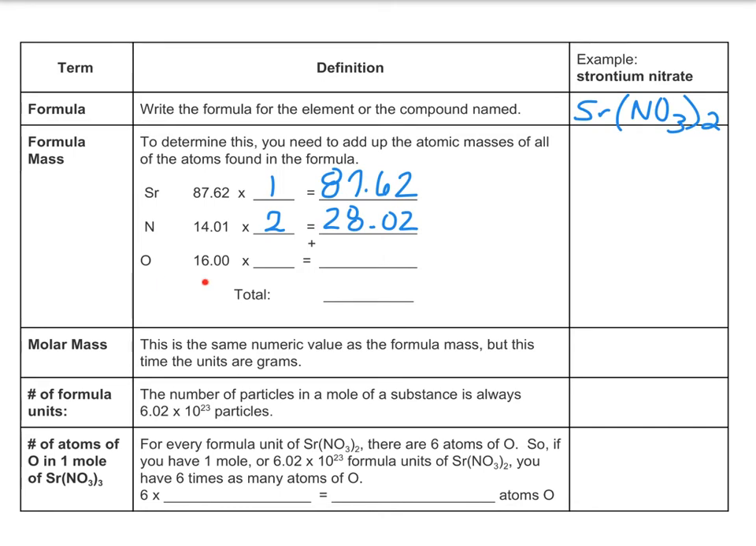Finally, I'm going to look at oxygen. The mass of oxygen is 16. Now, in nitrate, there's 3 oxygens, but I have twice as many as that. So I have 6 oxygens. I'll multiply 16 by 6 to give me 96. If I add those numbers together, I get 211.64. Since this is asking me for a formula mass, I put 211.64 atomic mass units. It's supposed to be a U there.